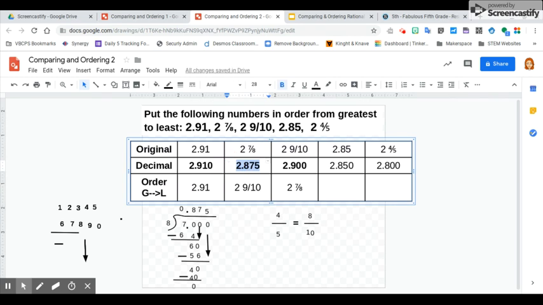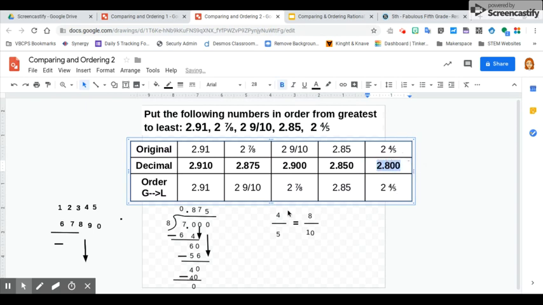The next one I see is 2 and 850 thousandths, or 2.850. And the original number was just 2.85. So that's all I'm going to write in there, 2.85. I'm going to make that one bold as well so that I know I used it already. And then the very last one is 2.800, which the original number was 2 and 4/5. So now I used all 5 of the numbers.